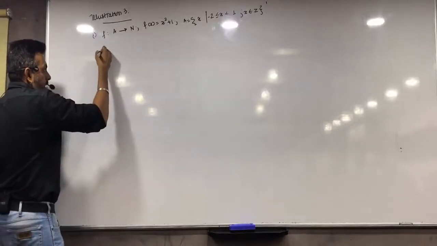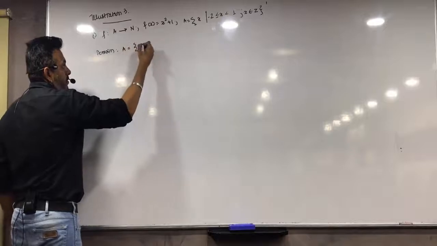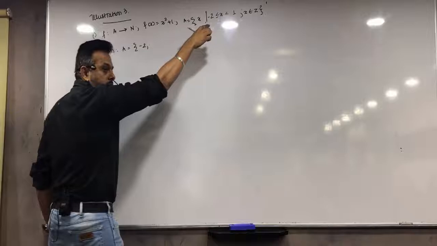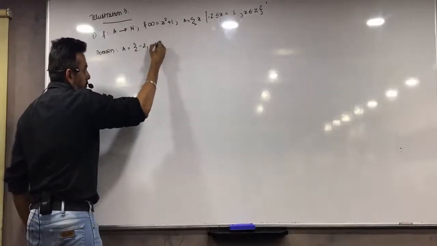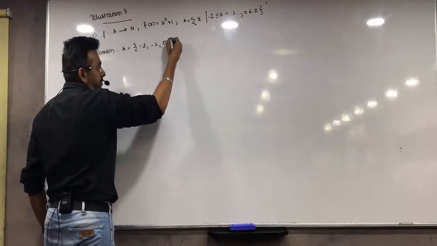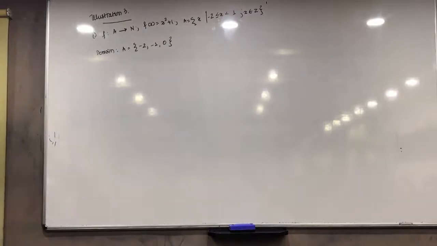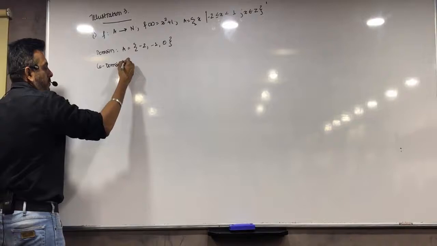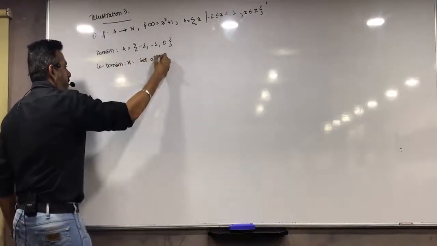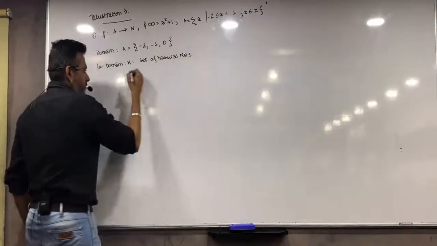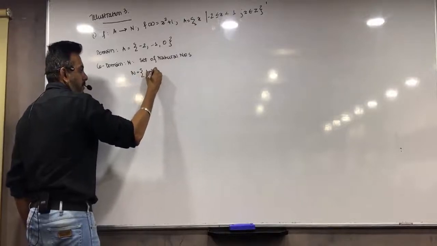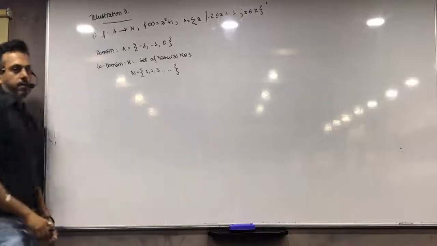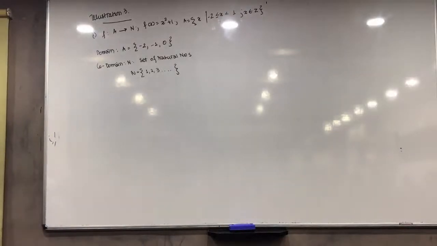So we will say domain A is equal to, so minus 2 will come because it is equal to, then you will have minus 1, then you will have 0. You will have 1? No. Is this clear? Yes. So write the domain: minus 2, minus 1 and 0. Codomain N, set of natural numbers. So N is equal to 1, 2, 3. All positive, no 0. Got it?